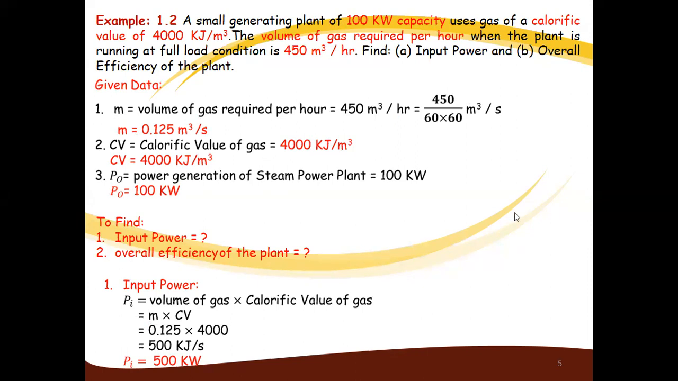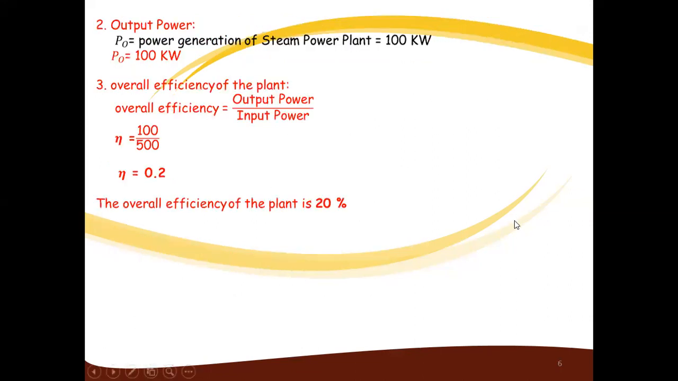Now output power, we already know the value, that is 100 kilowatt. So we have the formula, overall efficiency of the power plant is equal to output power upon input power. It is 100 divided by 500. So it is 0.2. So the overall efficiency of this plant is 20 percent.